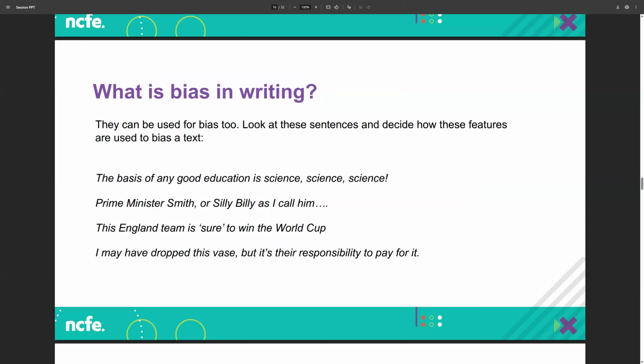Education, science, repeated. Yes, the repetition, right? So I think if I heard someone say the basis of any good education is science, science, science, right? Obviously I read that in a certain voice, but the reason I read it in a certain voice is because I looked at the sentence, and like Abdullah said, it is the repetition, right?